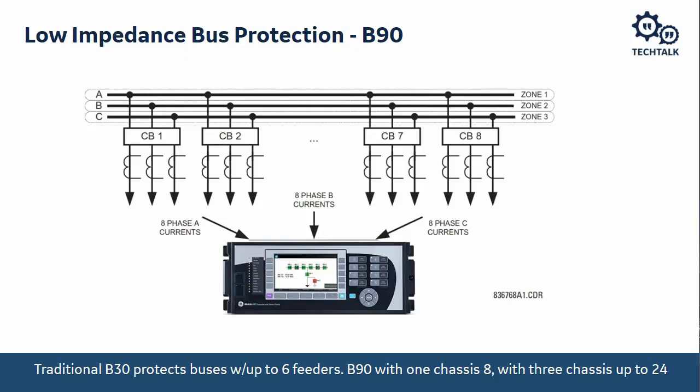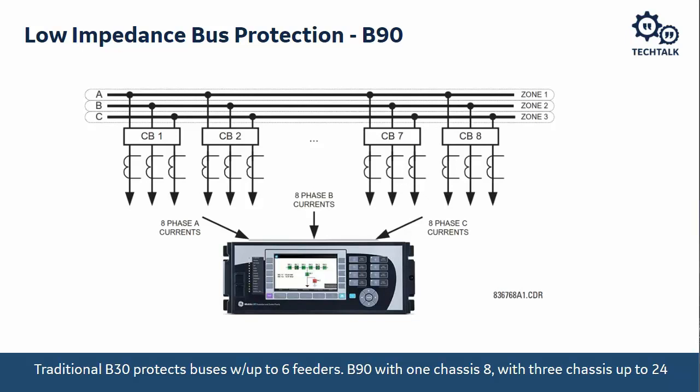Now, the problem that we encounter is that there are a lot of buses out there that have more than 6 breakers connected to them. So we need to be able to protect larger buses. And that's where the B90 comes in. The B90 is a UR relay just like the B30, but it's a little bit different variant than the rest of that protective relay family. What I really mean is the B90 is a phase segregated relay. Now, a segregated relay is similar to the IACs or the older relays. There can be a relay per phase.